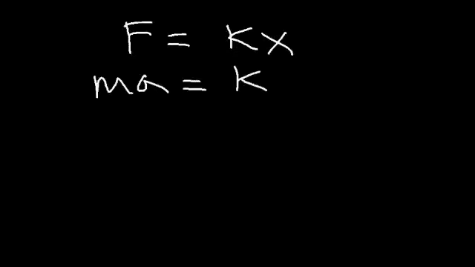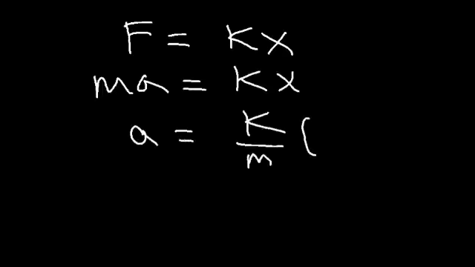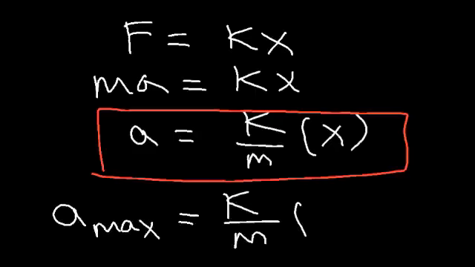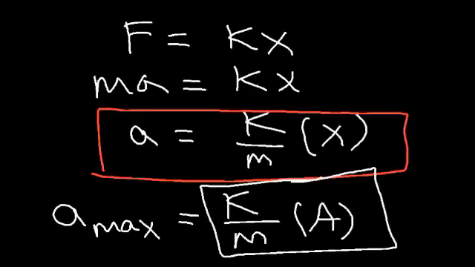What about the acceleration? How can we find the maximum acceleration? We know that F is equal to kx. And according to Newton's second law, F is ma. So what we need to do is divide both sides by m. So k divided by m times x is equal to the acceleration at any point. So that's the acceleration as a function of x. Now, the acceleration is at its maximum value when x is the maximum, which is the amplitude. So the maximum acceleration is k times A over m.